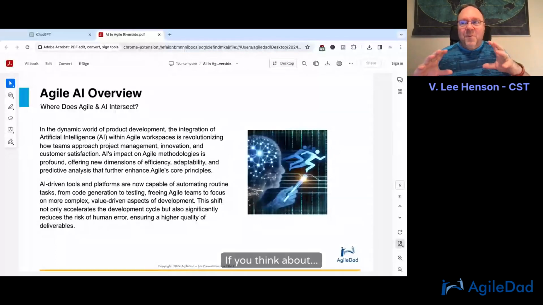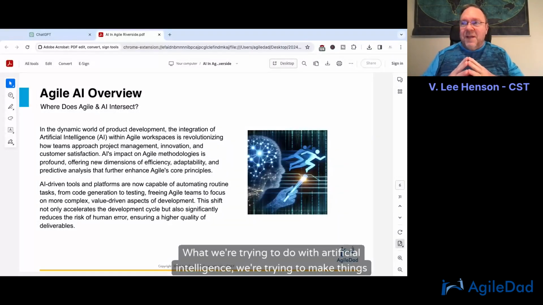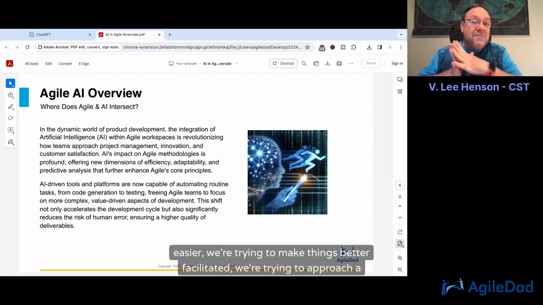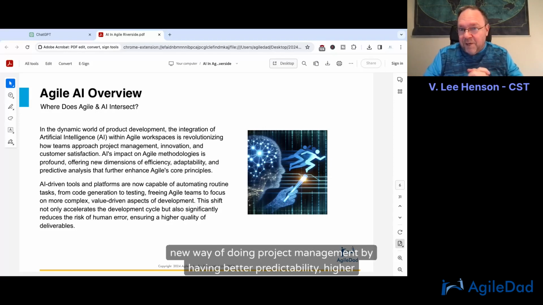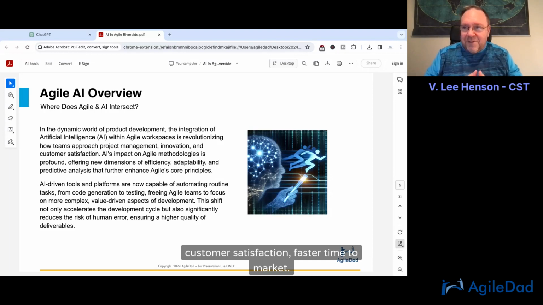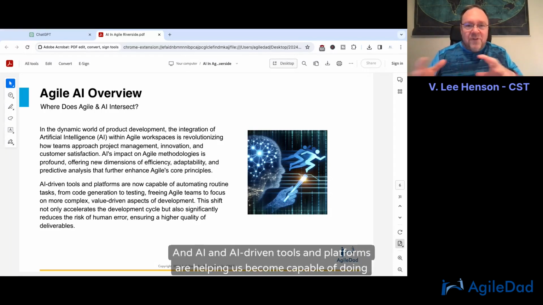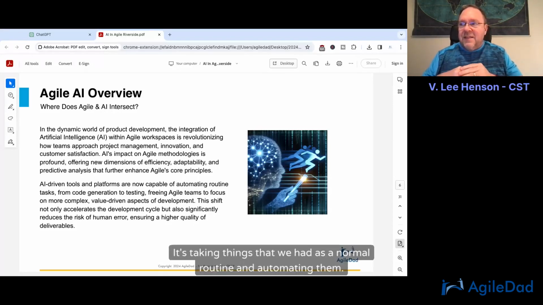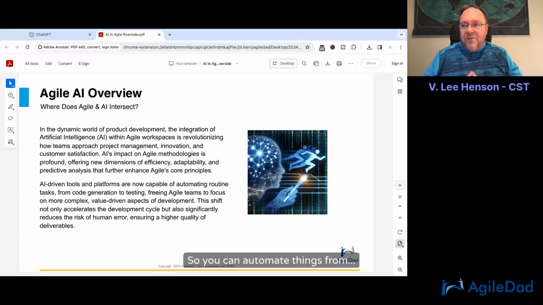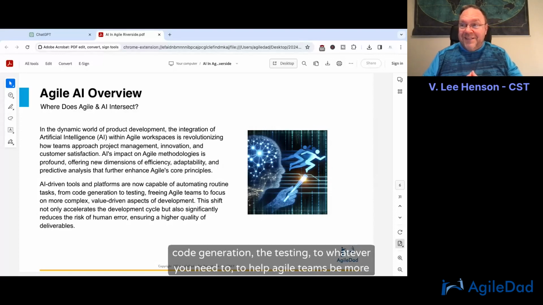If you think about what we're trying to do with artificial intelligence, we're trying to make things easier. We're trying to make things better facilitated. We're trying to approach a new way of doing project management by having better predictability, higher customer satisfaction, faster time to market. We're trying to make things efficient and adaptable. And AI and AI-driven tools and platforms are helping us become capable of doing those things. It's taking things that we had as a normal routine and automating them. So you can automate things from code generation to testing to whatever you need to help Agile teams be more productive.